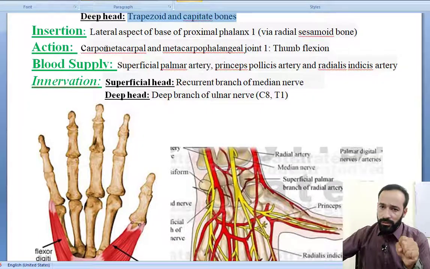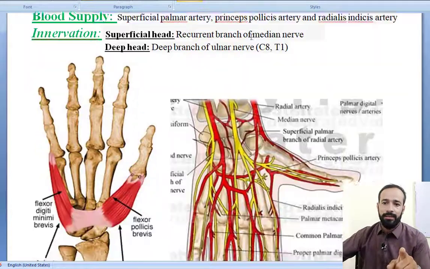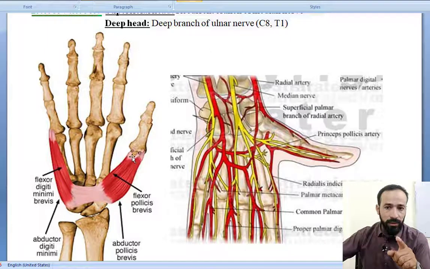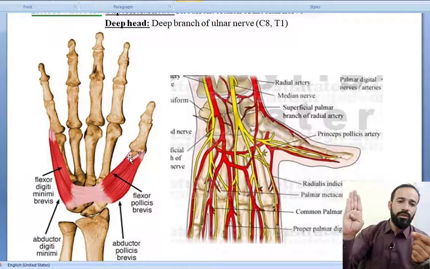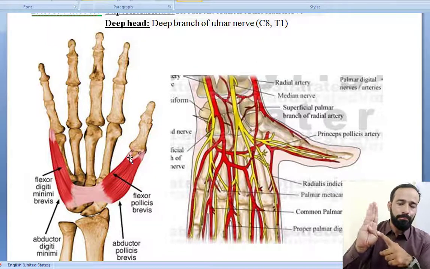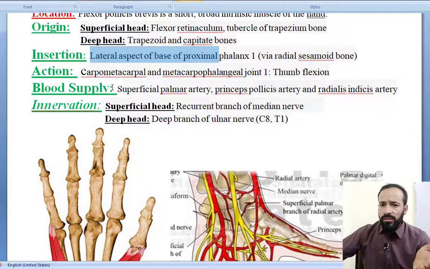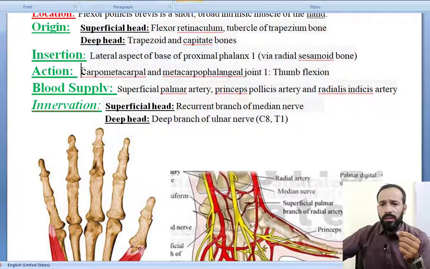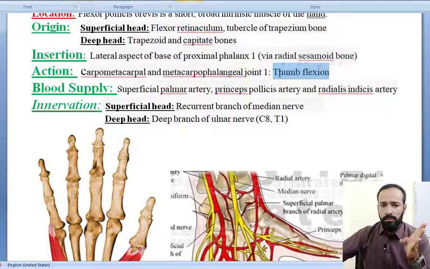And what is its insertion? It inserts into the lateral aspects of the base of the proximal phalanx. Proximal phalanx, right? So that's why when it contracts, it will cause flexion of your pollicis, or thumb. What are its actions? At the carpometacarpal and metacarpophalangeal joints, it causes thumb flexion. Thumb flexion. This is the flexion movement.